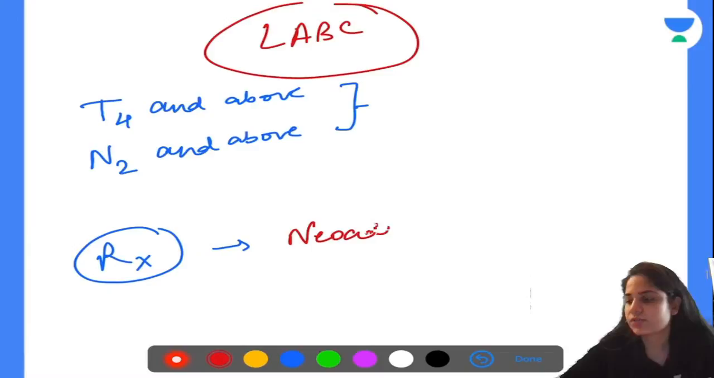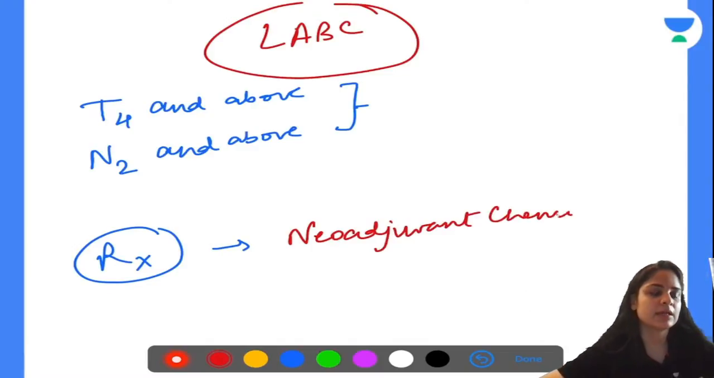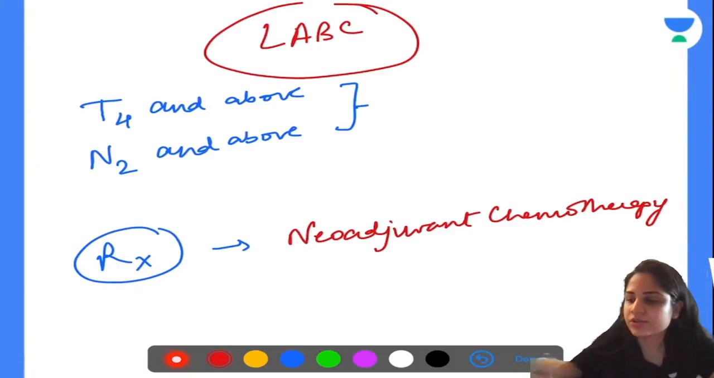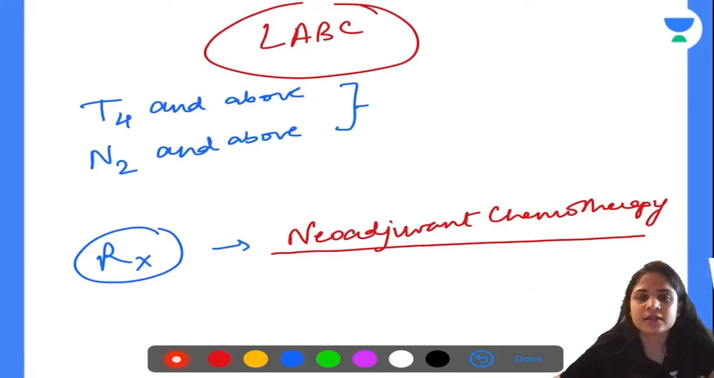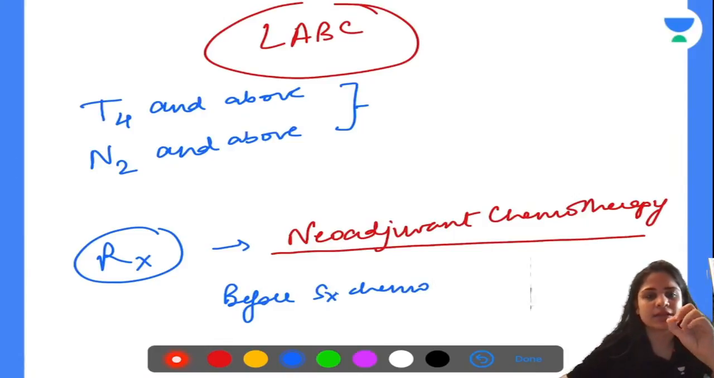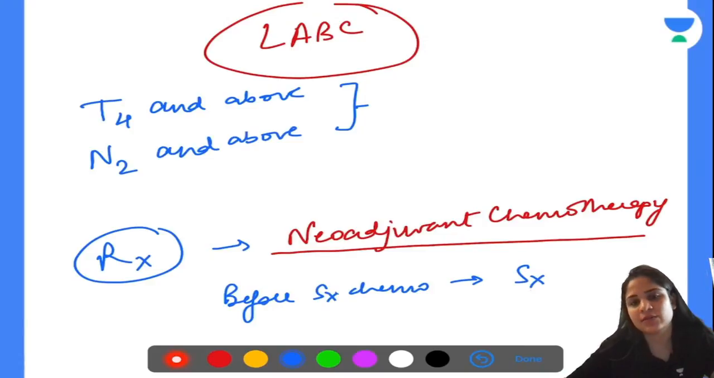Abhi mujhe koi batayega neoadjuvant chemotherapy ka matlab kya hai? What is the meaning of neoadjuvant chemotherapy? Okay. Neoadjuvant chemotherapy means before surgery you give chemo. Okay, what will that chemo do? It will reduce the size and the aggression of the tumor, and then you take the patient up for surgery. So any kind of chemotherapy that you're giving before the surgery, that is called as neoadjuvant chemotherapy, which helps in reducing the size and aggression of the tumor. Okay, all right, so this is about locally advanced breast cancer.